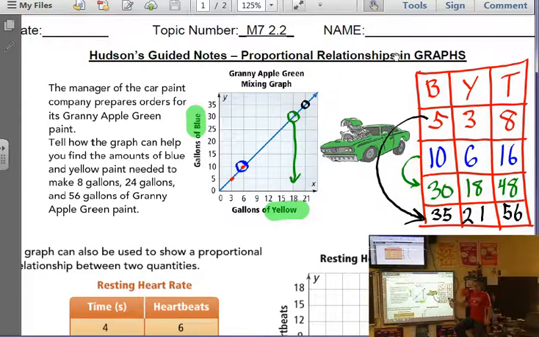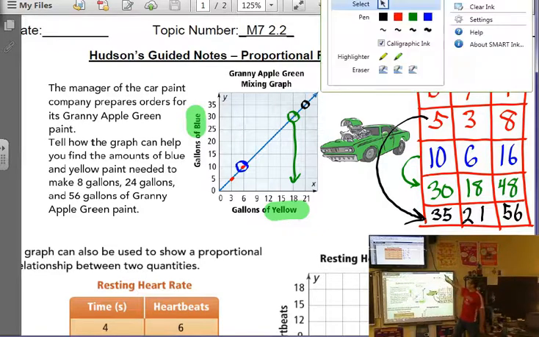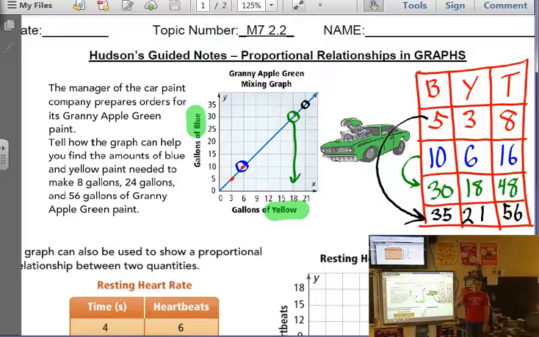If you're painting a fleet of cars, think about when car companies paint vehicles. They're painting car after car after car. Oh, it was just because the manager of the car painted. Yeah.